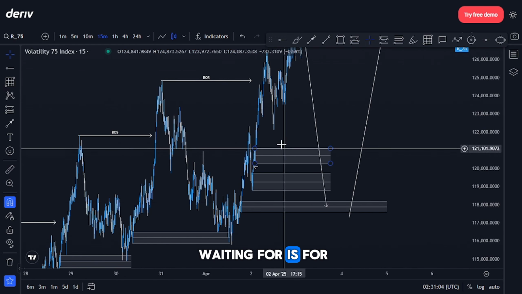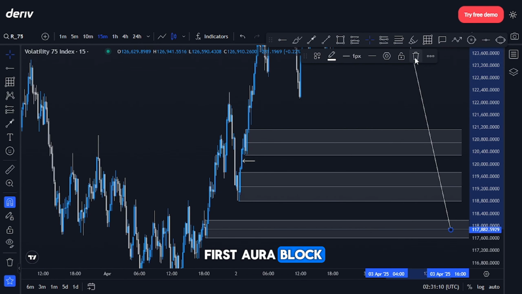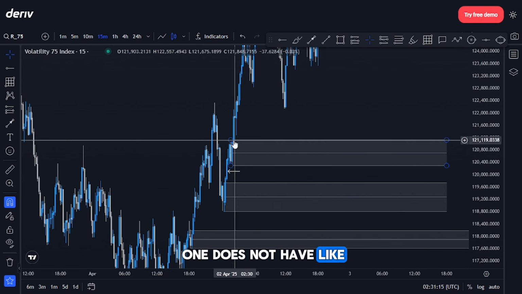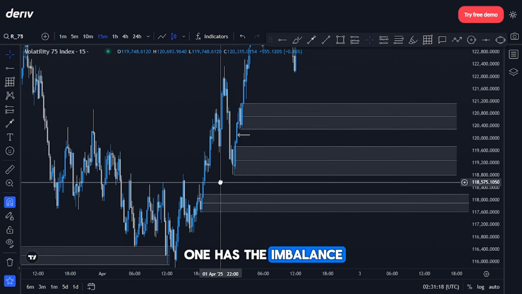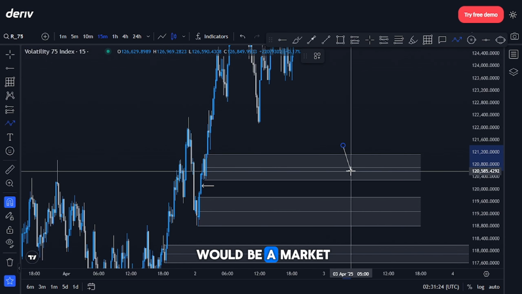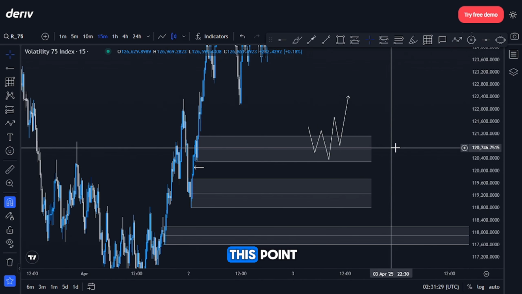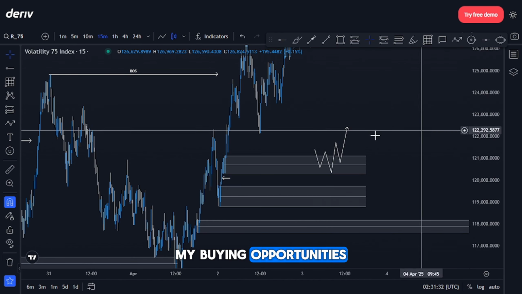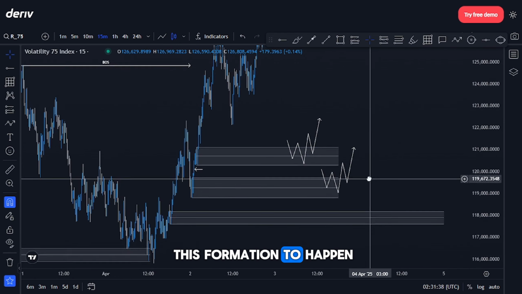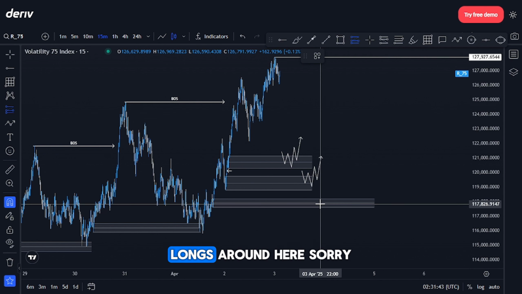So what I'll be waiting for is for the market to get into this first order block. Each and every order block here has to be mitigated. The first one does not have any imbalance, but the second one has the imbalance, and so does the third one. So what I'll be looking for on the first one and the second one would be a market structure shift, just like this. If we get this market structure shift around this point, that is when I'll be looking for my buying opportunities. And then same on the second one, I'll be looking for this formation to happen. But when it comes to the third one, that is when I'll just be looking for longs around here.